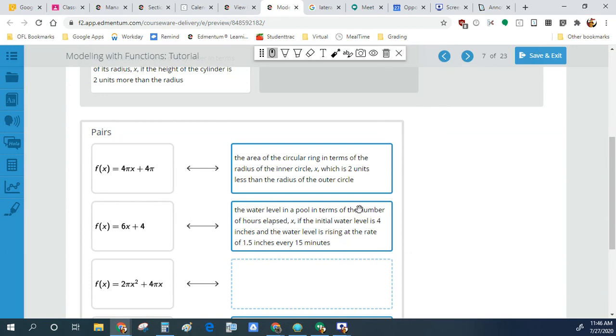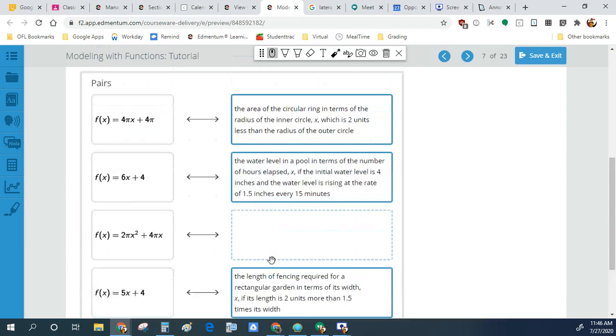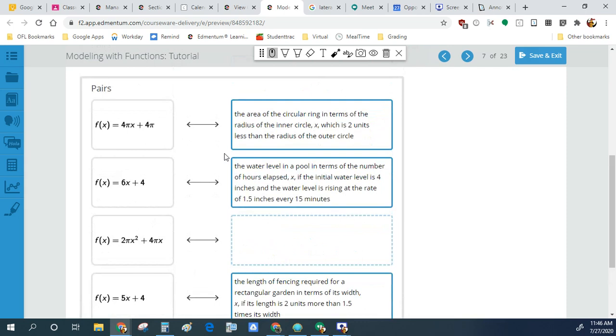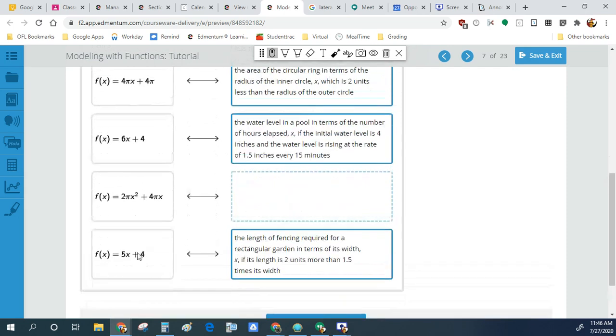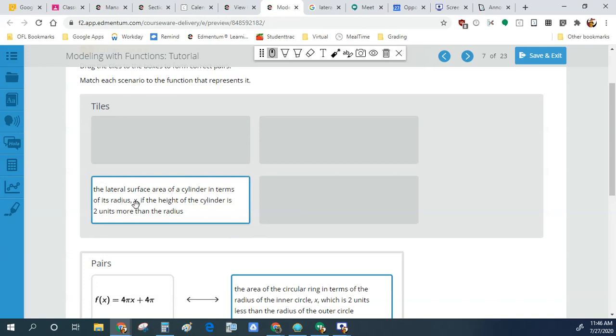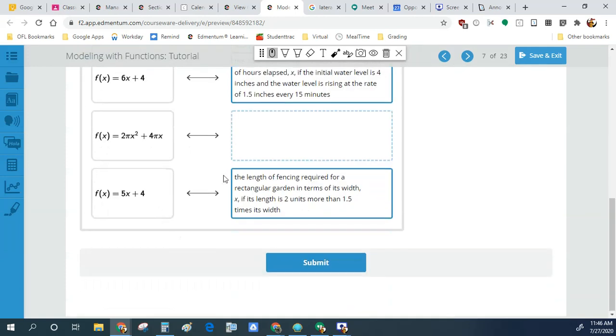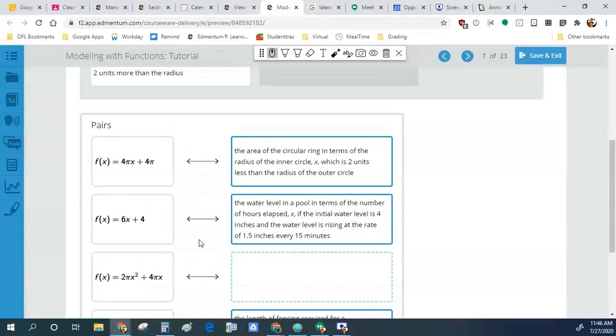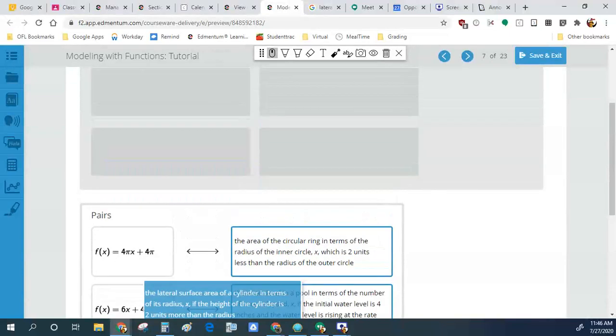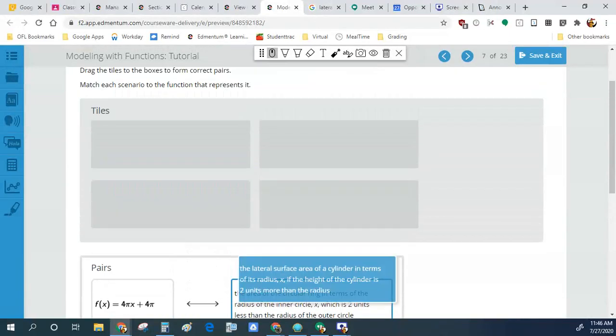So that's what I mean, guys, by work smarter, not harder. Literally, I knew this was a line, so my only options were this one and this one. Guess what? I already eliminated this one. This has to be it. It has a constant rate of change. This has to do with circles and stuff. So if it has to do with circles and stuff, then I'm going to have to do the one with pi. Does that make sense?